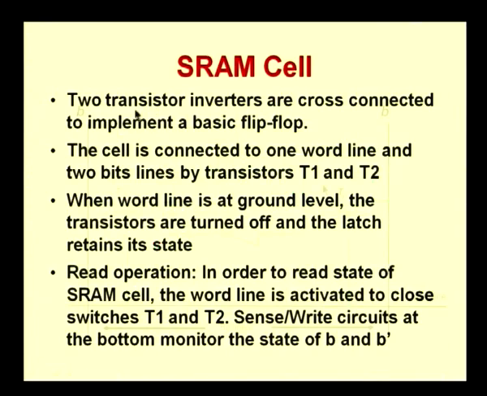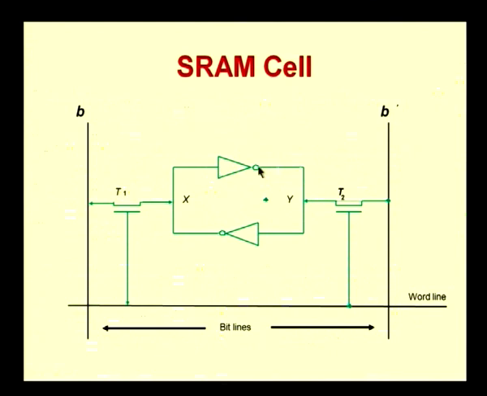So, we will just take a look at that picture. There are two inverters connected back to back, and you have two transistors on either side. The gates of these transistors are connected to the word line, as you can see over here. You have a line B here and a line B dash, which are connected to the two ends of the two transistors. This B and B dash are the bit lines, and these are the lines that will actually go to your sense circuitry or the write circuitry.